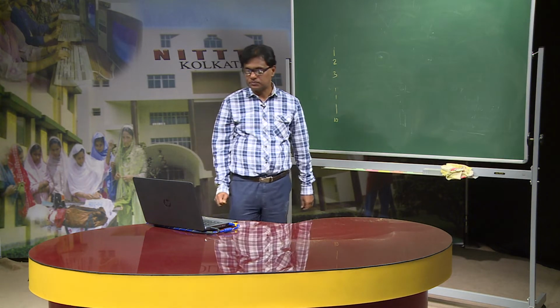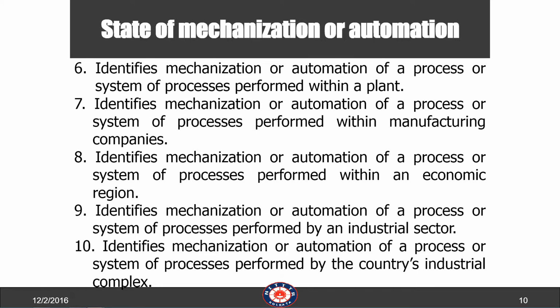Number 6, it is within a plant. Number 7, in fact, within manufacturing companies. Number 8, automation within an economic region. Number 9, within an industrial sector, and number 10, in fact, the country's industrial complex itself.